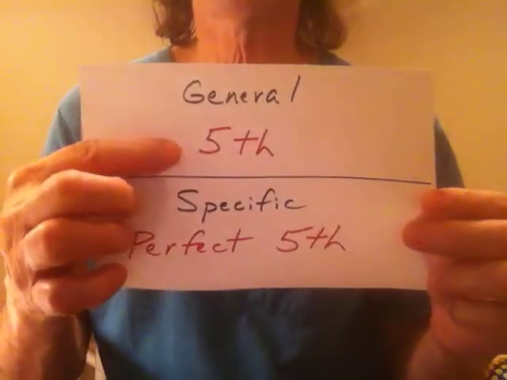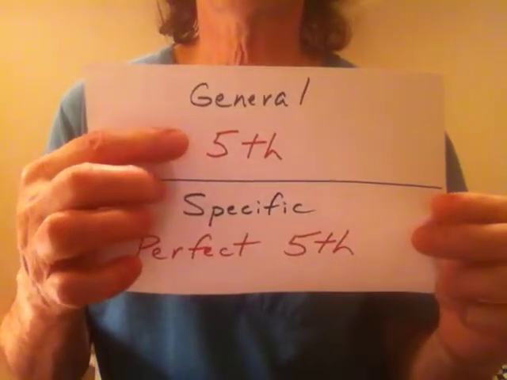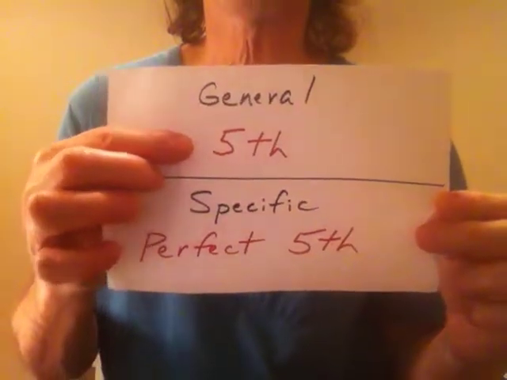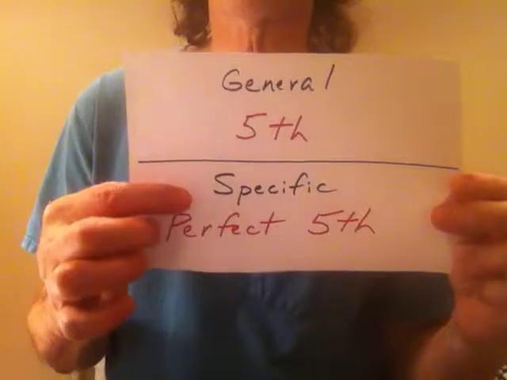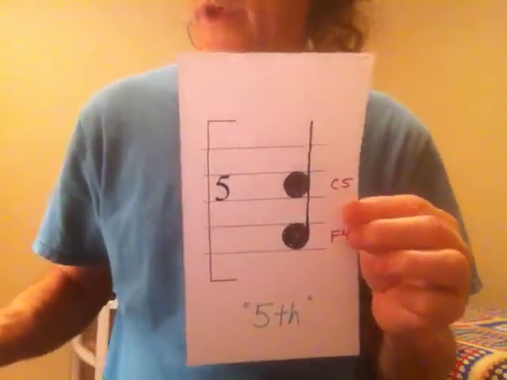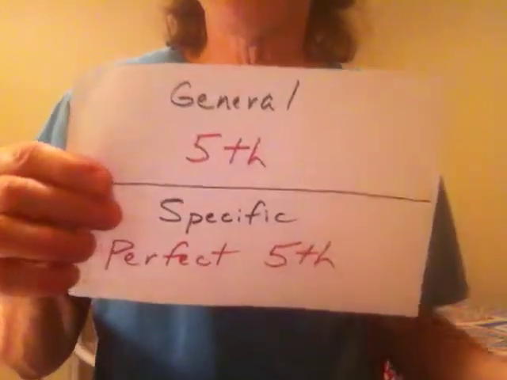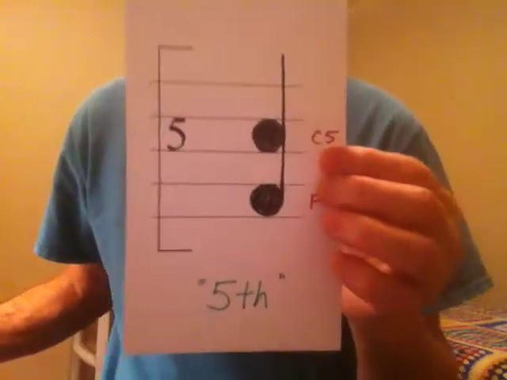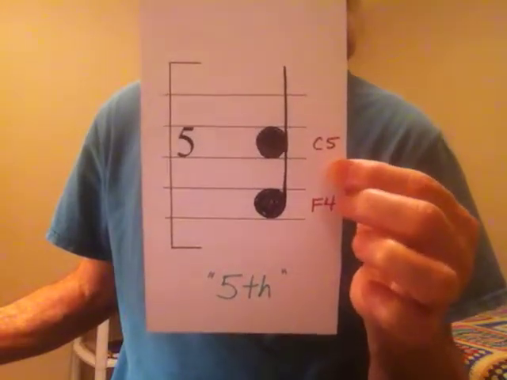So you have a general name. We just showed you that. The fifth, that's determined by how many staff degrees are utilized in making that interval. And you also have a specific name. That fifth that I showed you, the specific name for this is called a perfect fifth. And I'll tell you why shortly. We don't need to rush into this. All right? And there's a whole bunch of different names for those specific interval names.